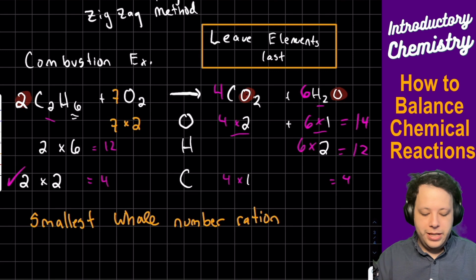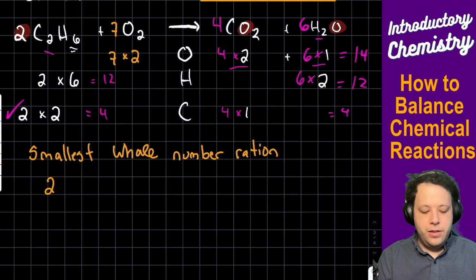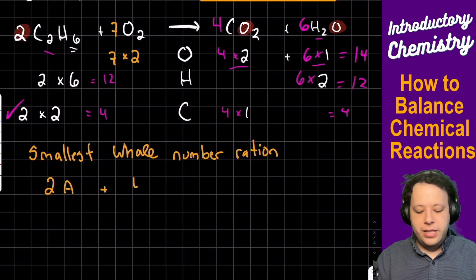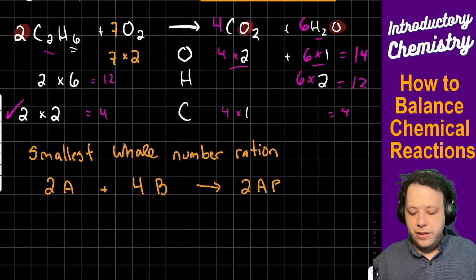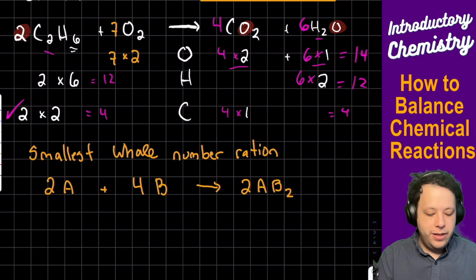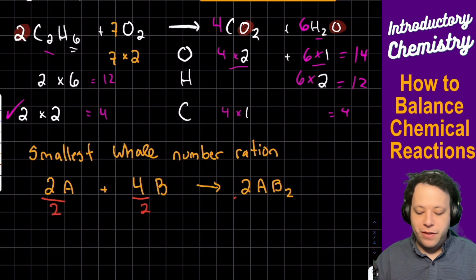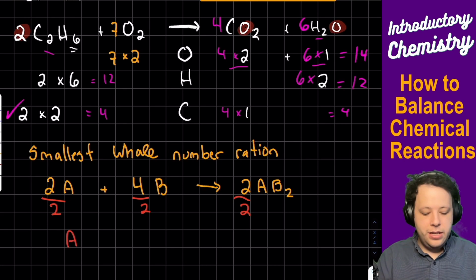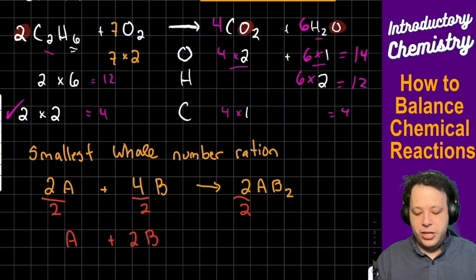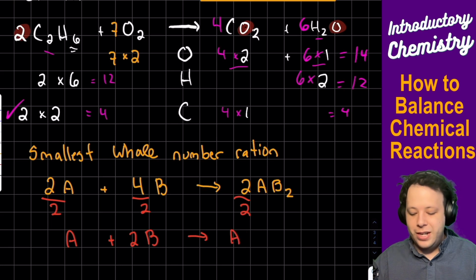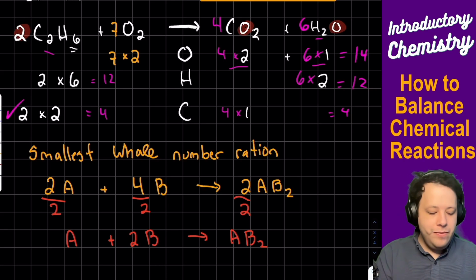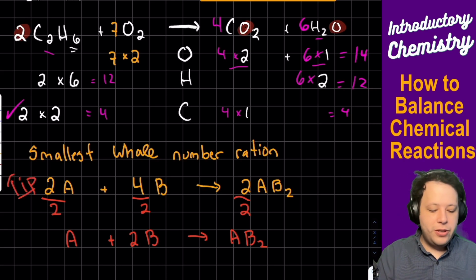So for example, let's just make up a fake thing. Let's say I had 2a, 4b, and that made 2ab squared. Well, if that created that, we can divide all of these by 2 to simplify these. So if that's ever the case, make sure that you're always double checking you have the simplest whole number ratio. I know there's a lot of things that we're all learning at the same time, but keep that in the back of your mind. This is just a tip for yourself.